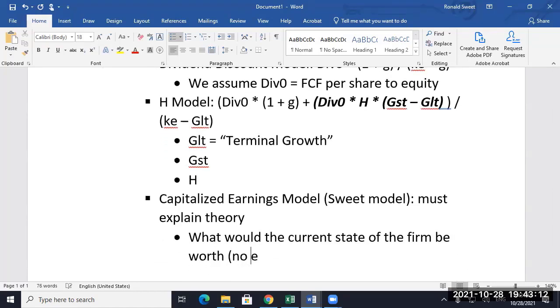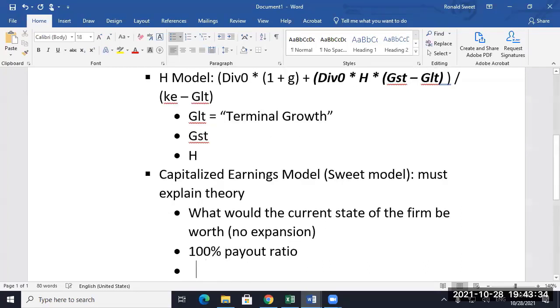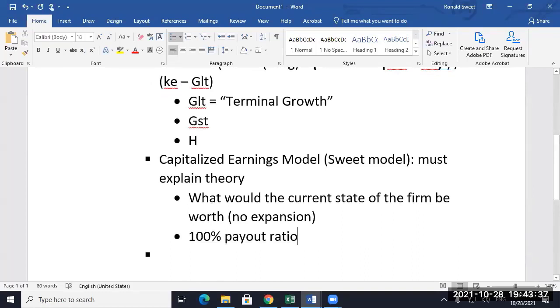All right, no expansion. We just take the current state of this firm exactly like it is. Walmart doesn't add any more stores, doesn't go overseas, doesn't do any expansion whatsoever. How much would we value that company? And so essentially what I'm saying is they pay out 100%. So they pay out all their earnings, which means what? Earnings per share equals dividends. Right? Because if they pay out all their earnings, then their earnings and their dividends are the same number.